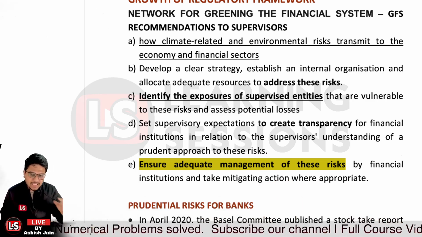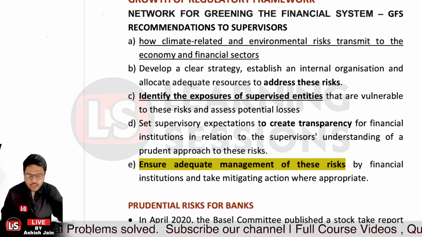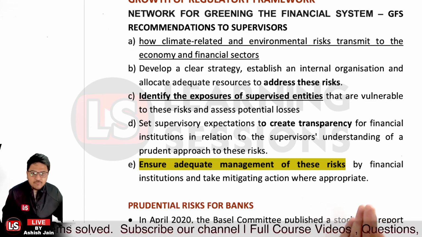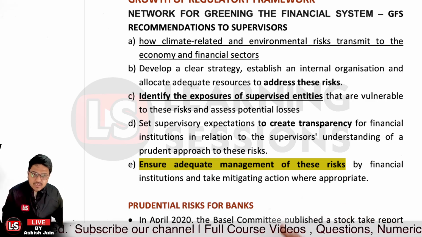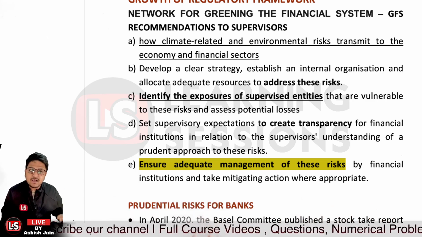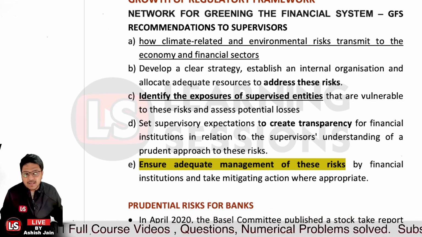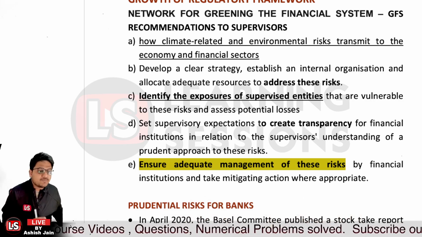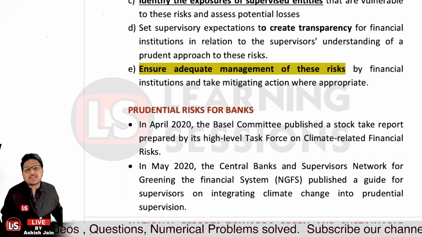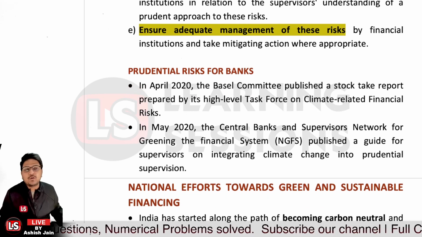And further, we must have some specific institution which will be looking into all the things, which will be assessing those risks, which will be letting us know how we can reduce those risks. And particularly, transparency must be there in the financial institutions. And ultimately, we must have the adequate management of this particular risk, right? And after that, it's related to prudential risks for the banks, right?